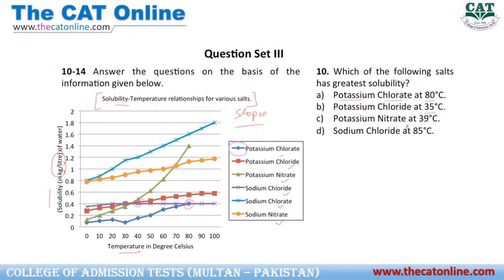Now potassium nitrate at 39 degrees Celsius. Potassium nitrate is this triangle. This is slightly greater than 0.4 at 40 or 39 degrees. So till now my answer is potassium nitrate. Let's look at the last option, sodium chloride at 85 degrees Celsius. Let's look at the graph of sodium chloride, and this is again a constant figure at 85, which is near 0.4. So my correct answer option is potassium nitrate at 39 degrees Celsius.